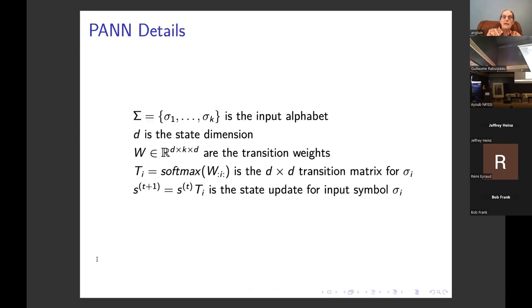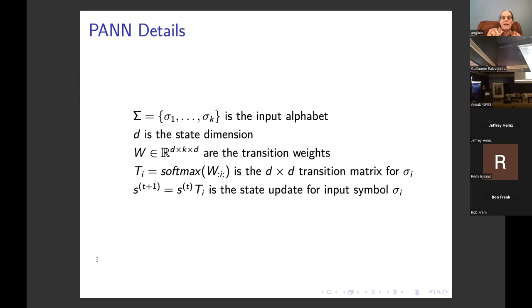In a little more detail, we assume a finite alphabet of k symbols. D is the dimension of the state vectors. There's a tensor that is a collection of matrices, in effect, that are the transition weights, D by K by D. The transition for symbol i is T_i, which takes the weight matrix for symbol i and applies softmax to each row. So it's a D by D transition matrix where each row is a probability distribution on the components.